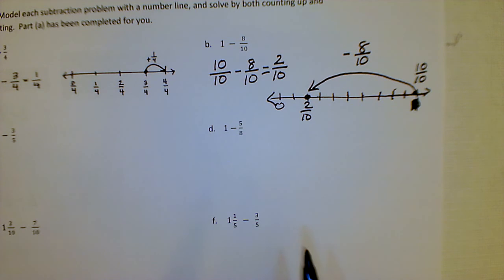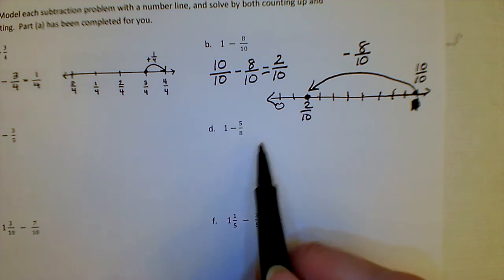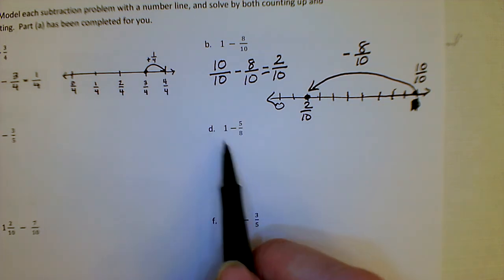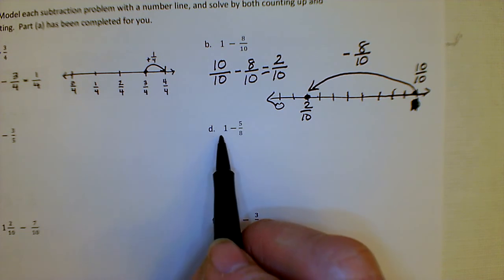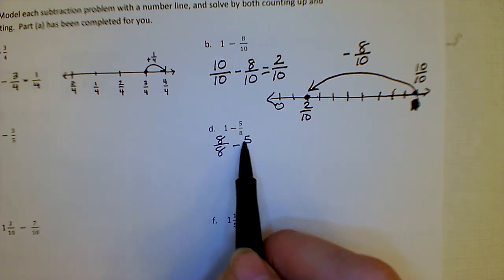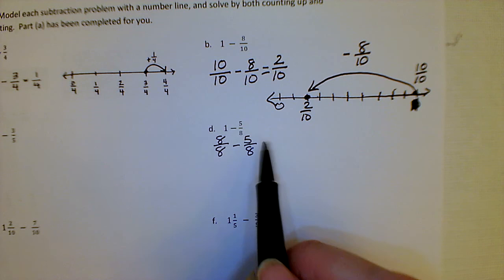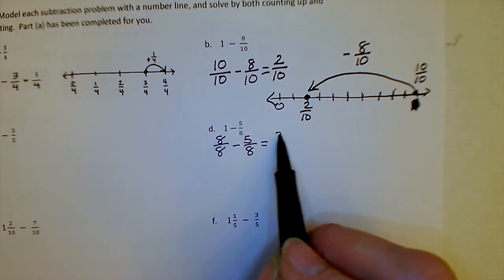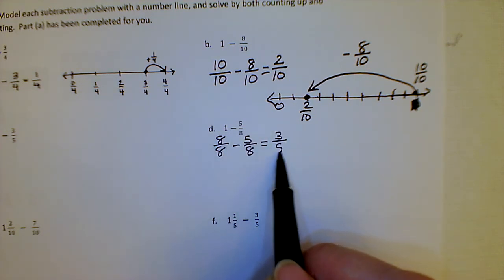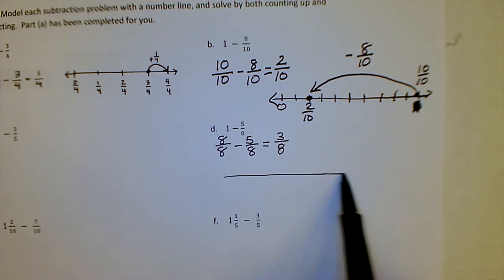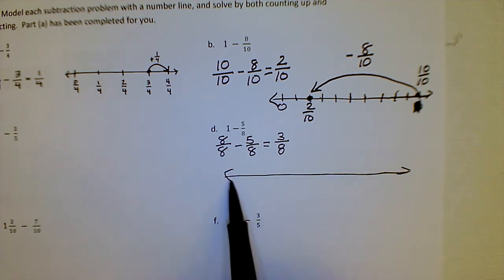Let's go ahead and do D together. So let's try D. Again, I have eighths here and I have 1 whole there, so I want to turn that 1 whole into eighths. If I do that, I'm going to have 8 eighths minus 5 eighths. Okay, so 8 eighths minus 5 eighths, 8 pieces minus 5 pieces, gives me 3 pieces, and the size of those pieces is eighths. So now let's model that on a number line.